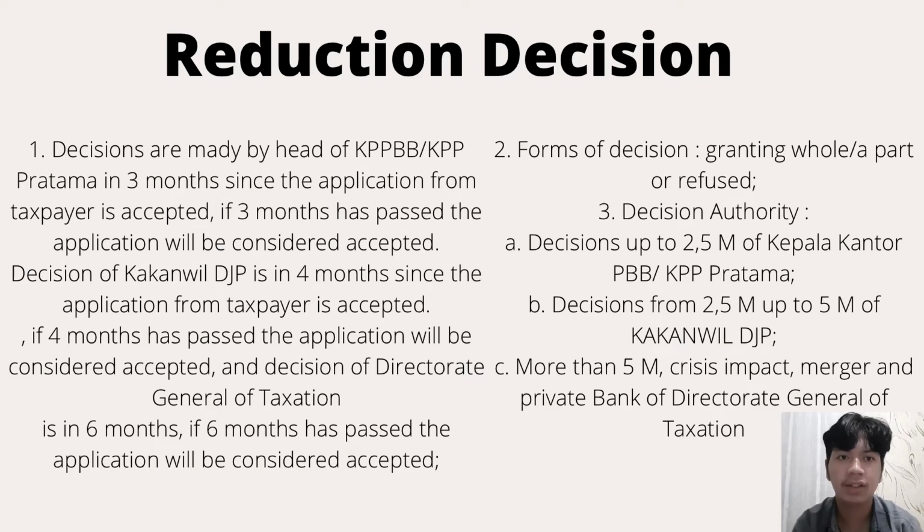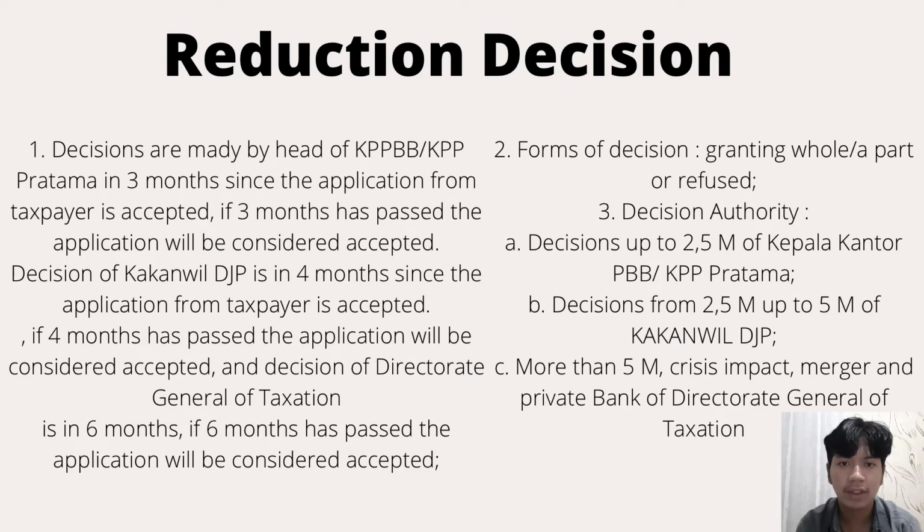Next is the reduction decision. Decisions are made by the head of KPBBP or KPP Pertama within 3 months since the application from the taxpayer is accepted. If 3 months have passed, the application will be considered accepted. And the decision of Kakanwil DGP is within 4 months since the application from the taxpayer is accepted. If 4 months have passed, the application will be considered accepted, and the decision of the Directorate General of Taxation is within 6 months. If 6 months have passed, the application will be considered accepted.